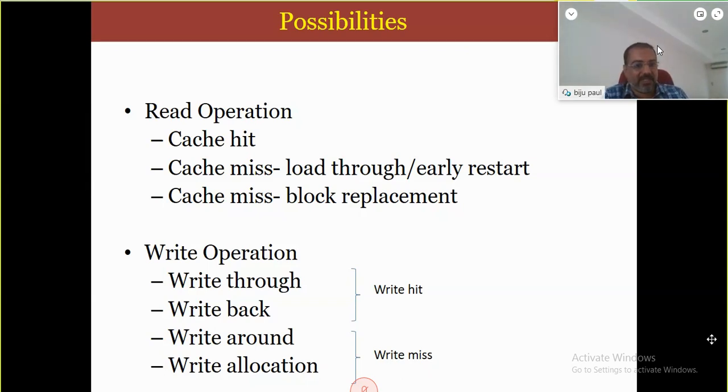Before that, summarizing this: cache hit is there, cache miss is there for read operation. Write hit is there and write miss is there for write operation. In write operation, write through is there, write back is there for write hit. For write miss, write around and write allocation is there. Hope it's clear.